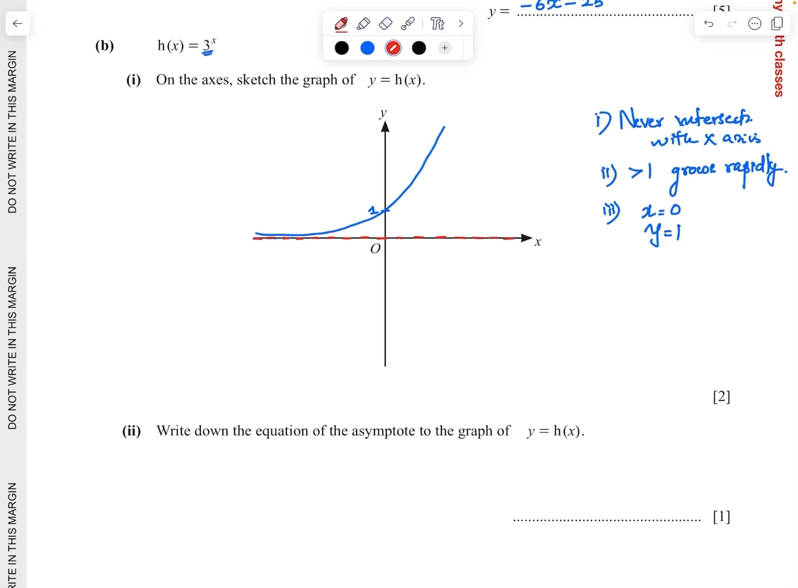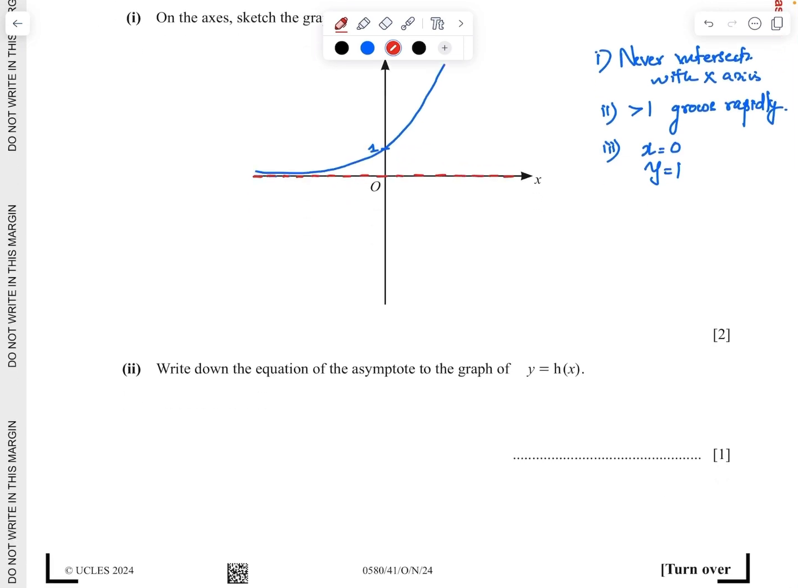Next question. Write down the equation of the asymptote to the graph. So they are asking the equation of this. The equation of the x-axis is y is equal to 0. So the equation of this asymptote is y is equal to 0.